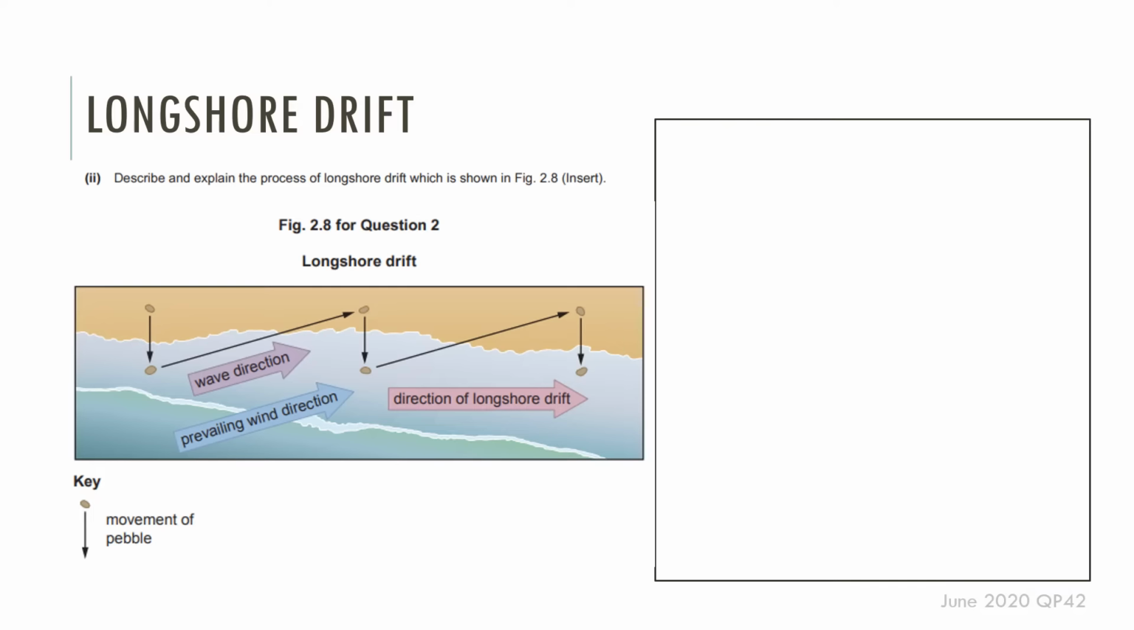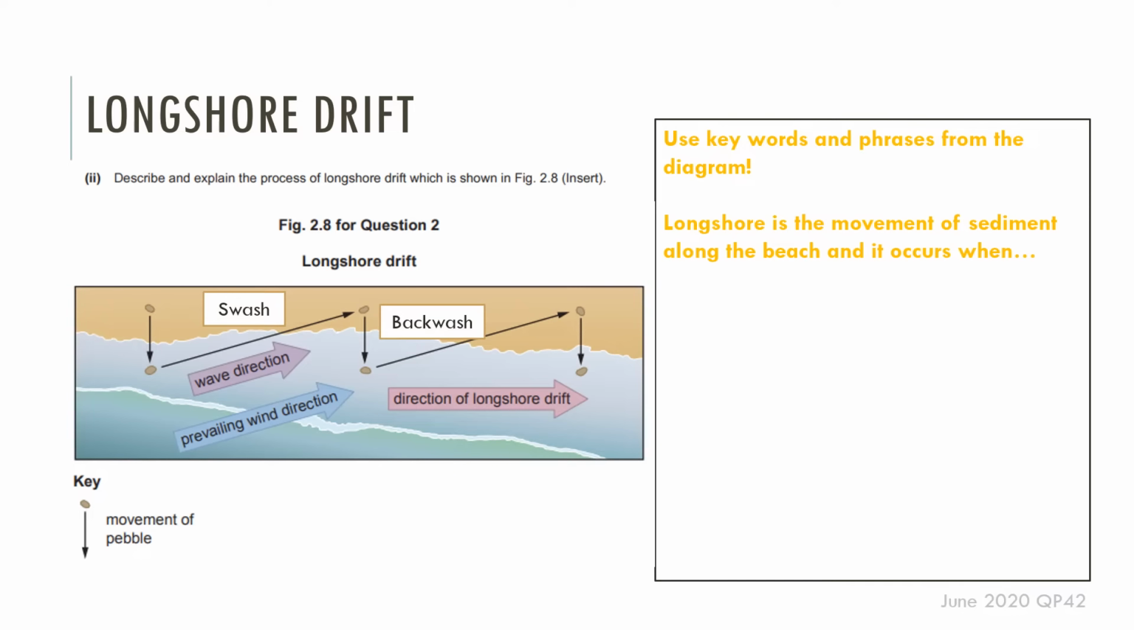Here we go. Now the only thing I would add before figure 2.8 is the arrow for swash and backwash, because this is again another two key terms which should appear in a longshore drift answer. And so I would add that on just to remind myself, okay? So when asking this, all the information you've got is there. You just need to think about what is happening in this picture using the keywords that have been provided for you. So longshore drift is the movement of sediment along the beach, and it occurs when?